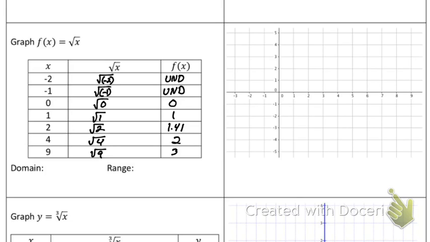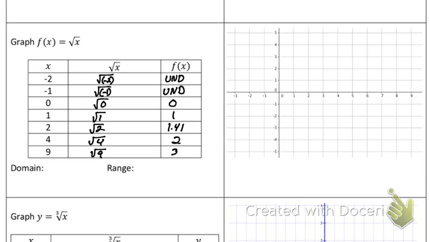Our domain is going to be different in this one. Domain is what possible numbers am I allowed to put in and get something out. Well, if I put in -1, I get out undefined, so that doesn't work. That breaks it. -2 breaks it. -3 breaks it. Are there any negative numbers that I can put in there and actually get an answer out? No, there's no negative numbers that work.